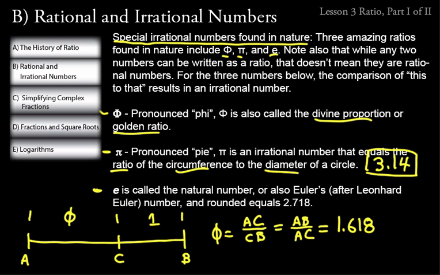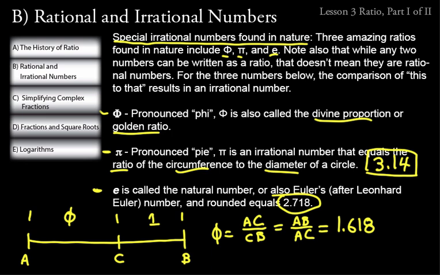And remember, Leonhard Euler, he likes to use symbolic notation to shorten things up and make it simpler to write mathematics. So this is called the natural number, or also Euler's number, and rounded, that one equals 2.718. That's normally what we'll use in this course for E.